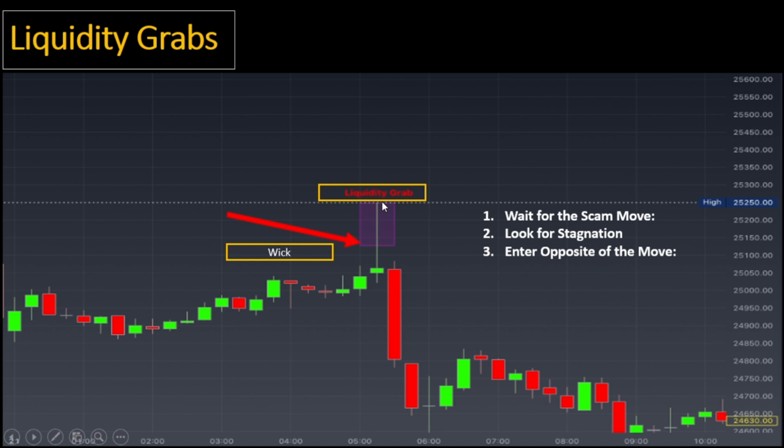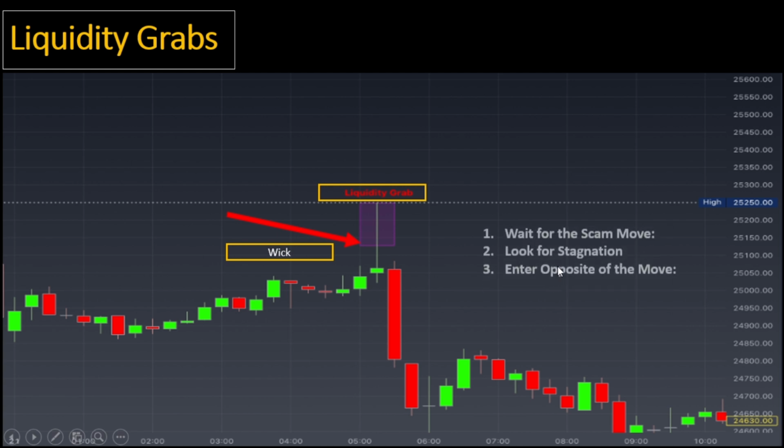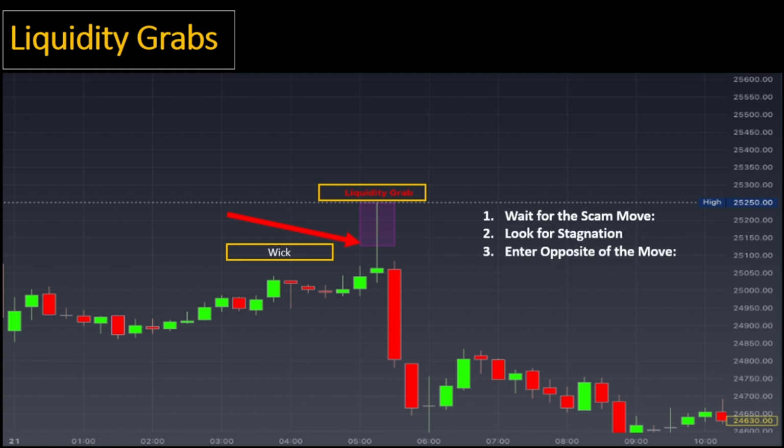Here's another example. The sudden spike in price is a classic sign of market manipulation. This spike is designed to create a false breakout or breakdown, which can trick traders into making hasty decisions. For your trading strategy, here's what you should do.